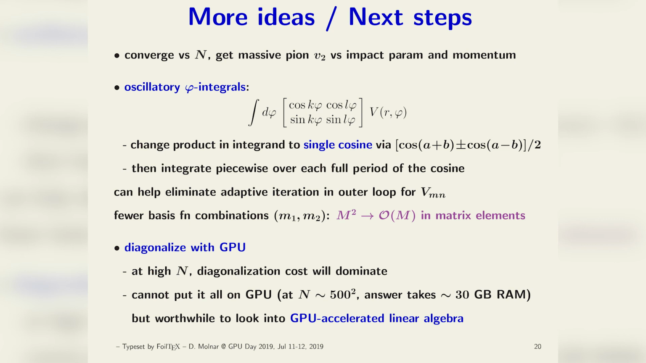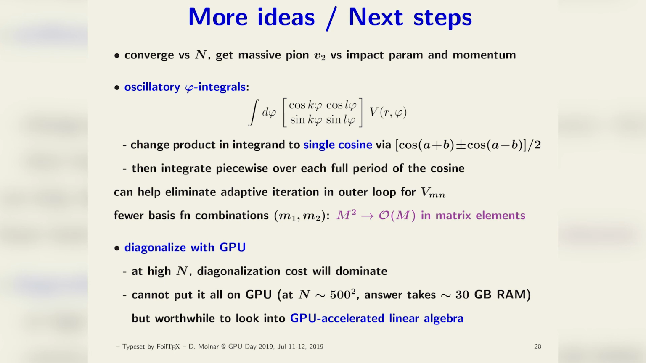But A, it's much simpler. My guess is probably I just have to integrate piecewise over each oscillation of the cosine. Even better, because these are indexed by two numbers, but in the end, only the sums and the differences matter. It means that instead of calculating m squared matrix elements, it's enough to calculate order m.